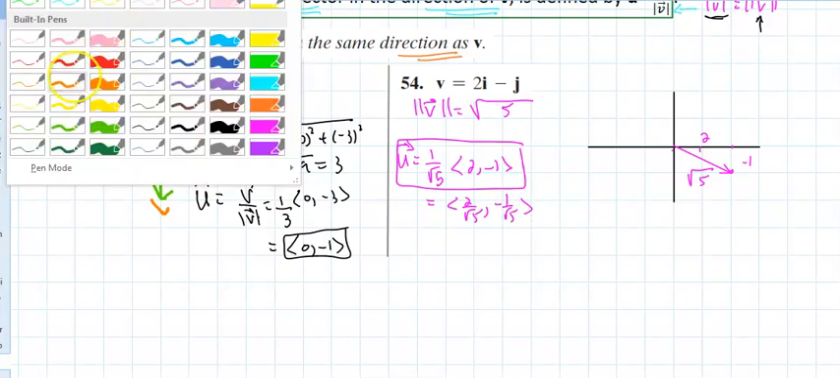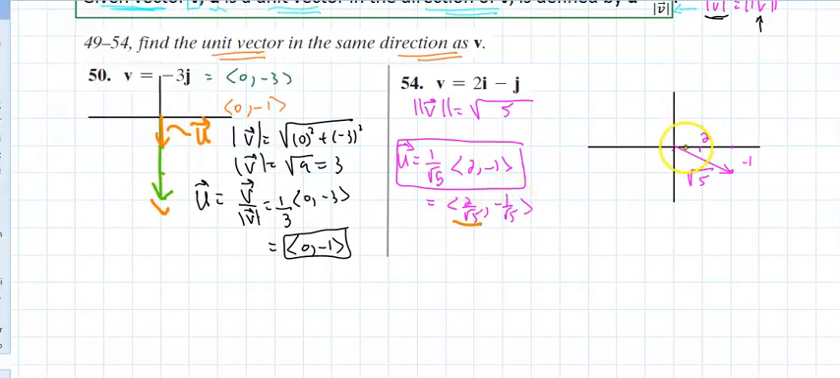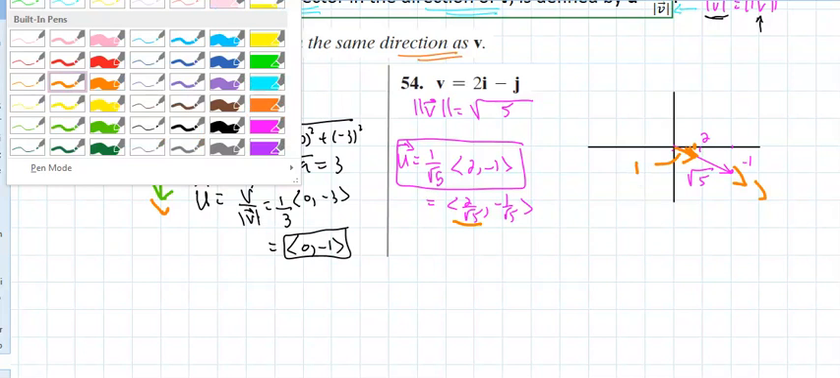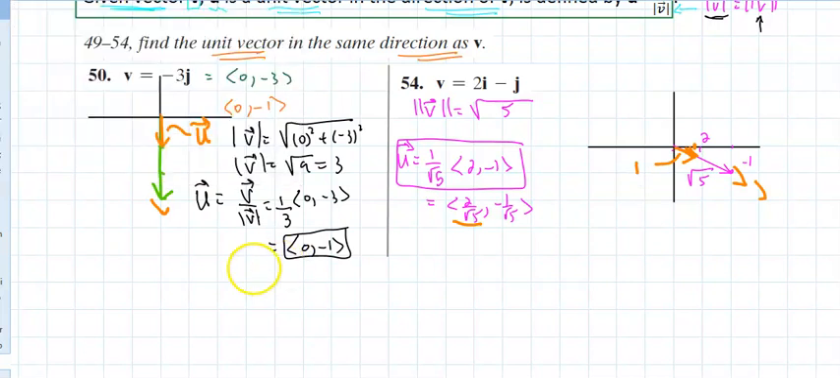And if I go component form, 2 over radical 5 and negative 1 over radical 5, that vector right there possesses the same direction as the original, but it has a length of 1. Pretty cool, huh? And you need that for a lot of applications in calculus, physics, other classes.